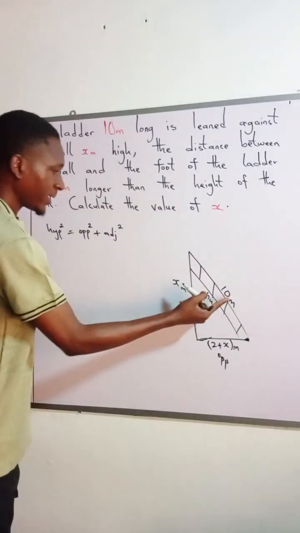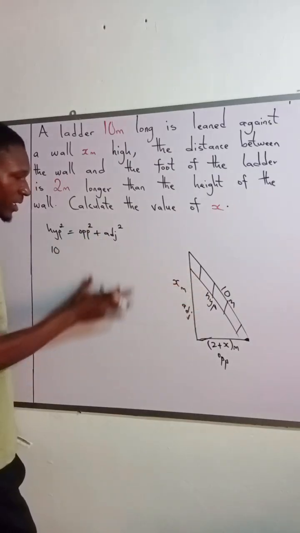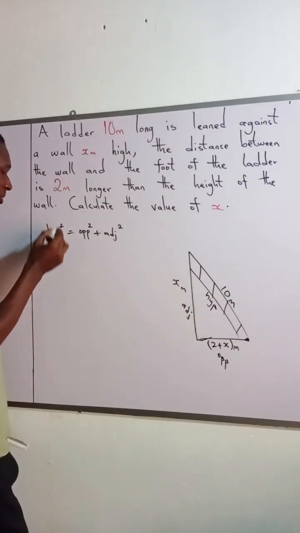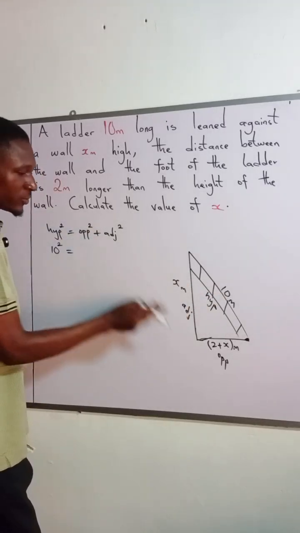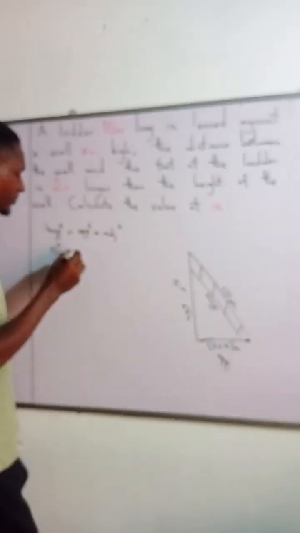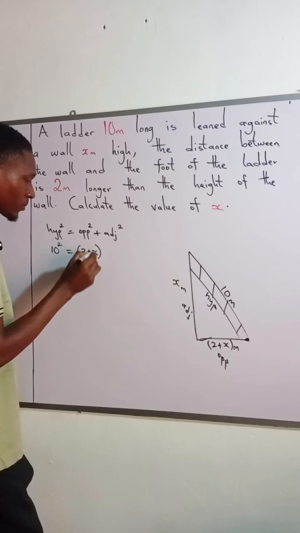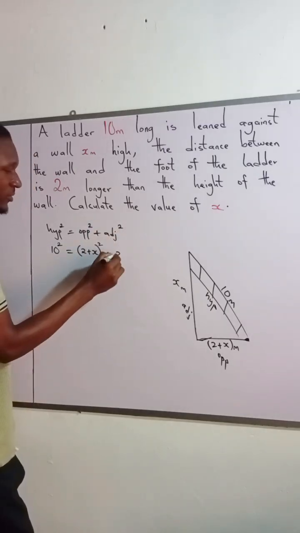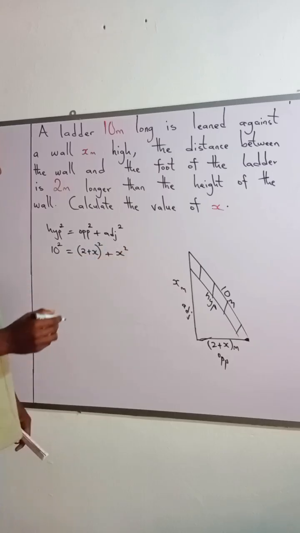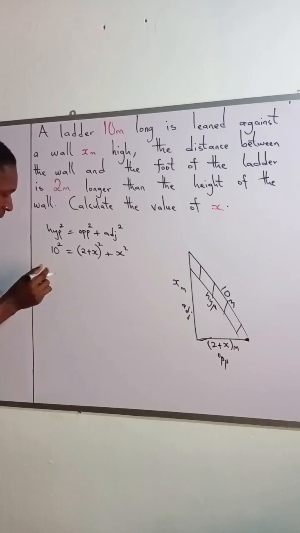So our hypotenuse is 10. Remember, I'm doing away with the meters. By the end of the calculation, we include the meters back. So hypotenuse raised to the power of 2 is 10 squared. Opposite squared is (2 + x) squared. And then adjacent squared is x squared. So we have to expand this. Okay, now let's go down. 10 squared is 10 multiplied by 10, which is 100.